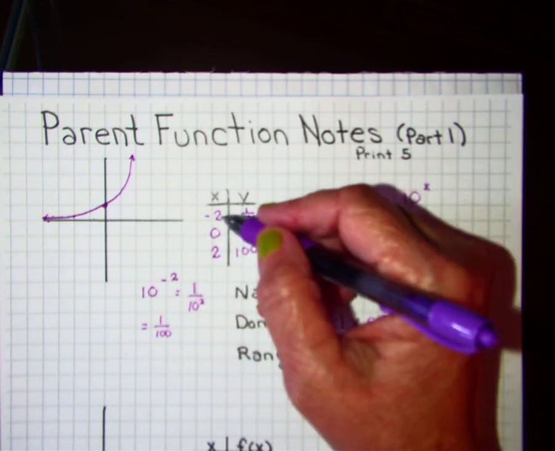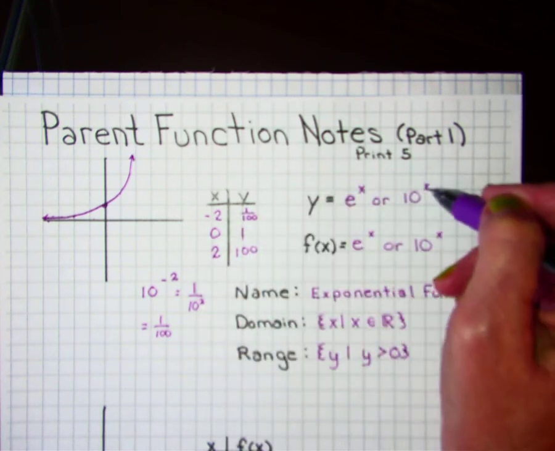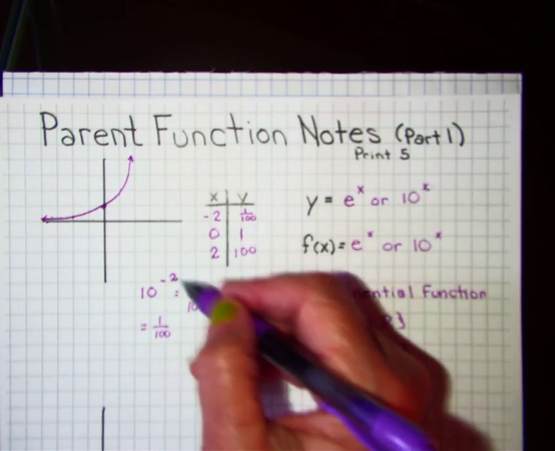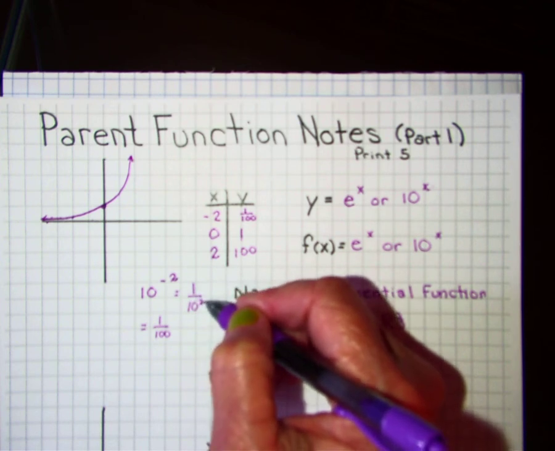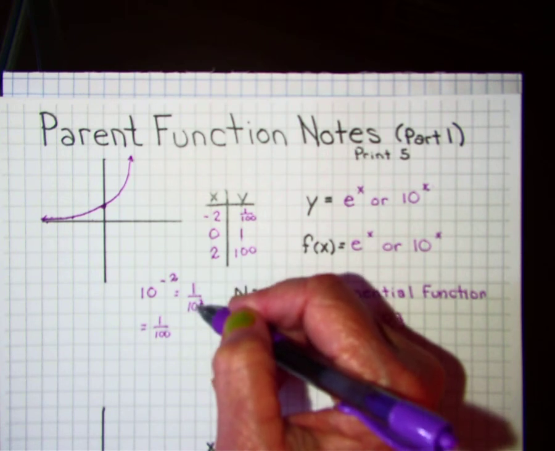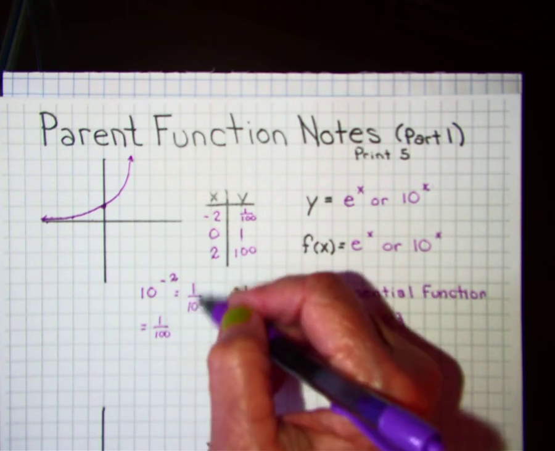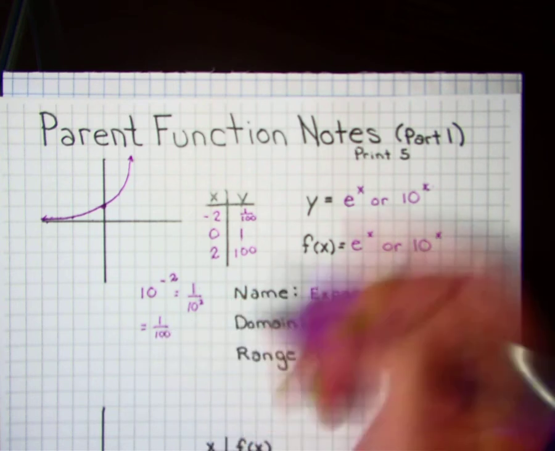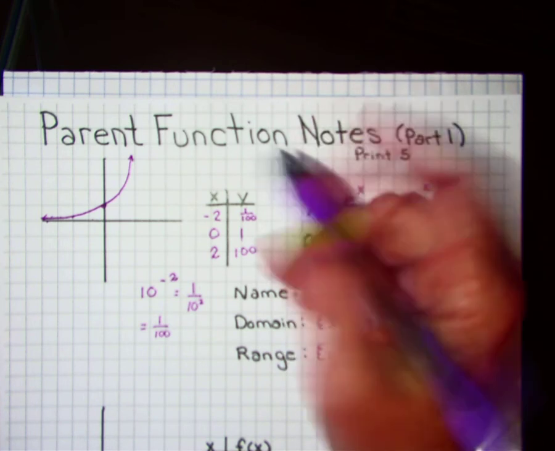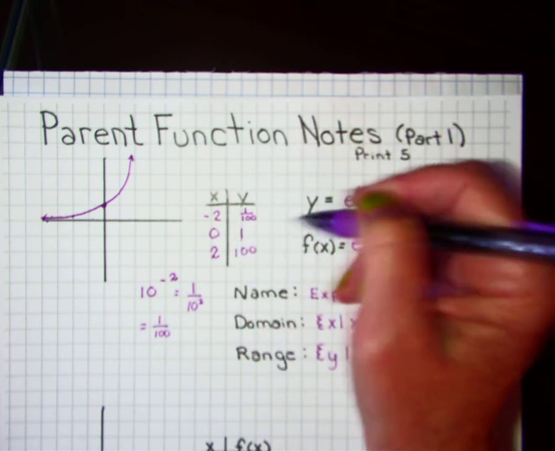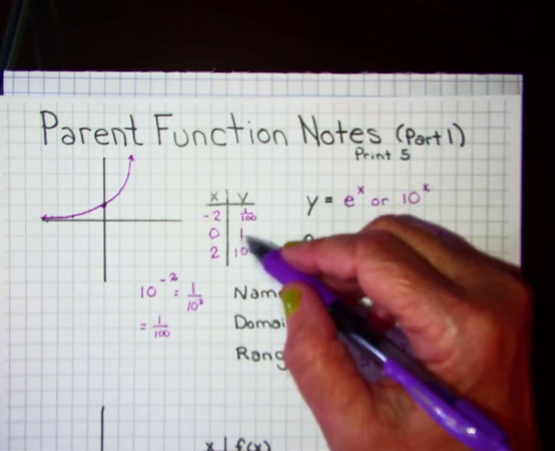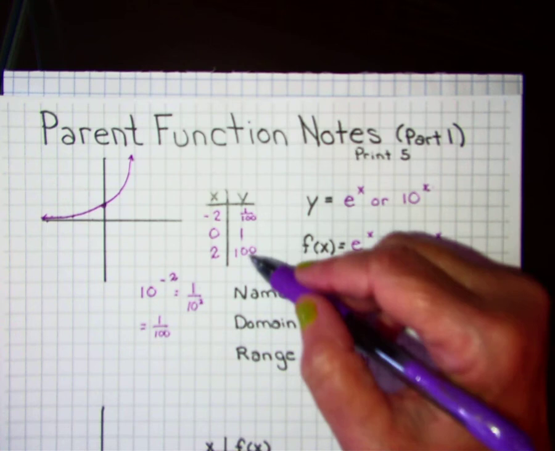When we plug in numbers, if I plug in a -2 here, and I'm going to use the 10 to the x, if I do 10 to the -2, that is equal to 1 over 10 squared. That negative just means put it into a fraction. And so 1 over 10 squared is 1/100th. So at -2, this function is very small. It's very, very close to 0. At 0, anything to the 0 power is 1. So 10 to the 0 is just 1. When I square 10, I get 100.